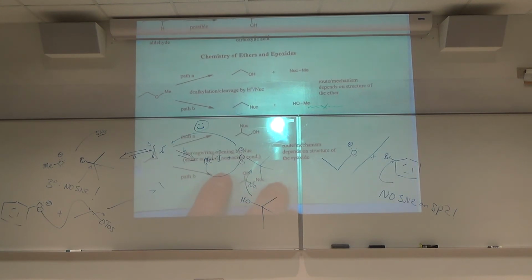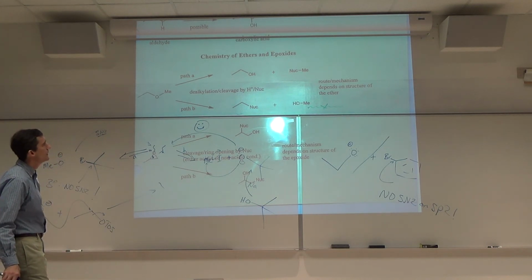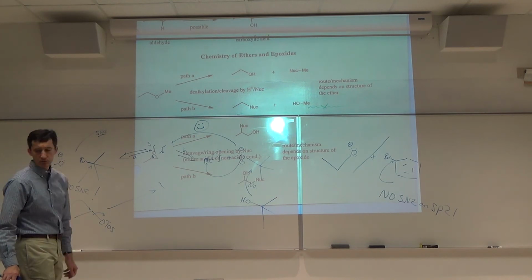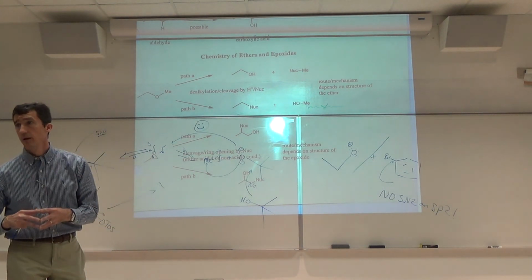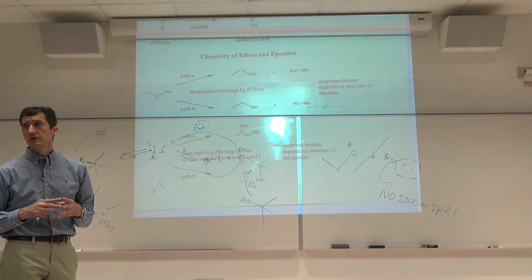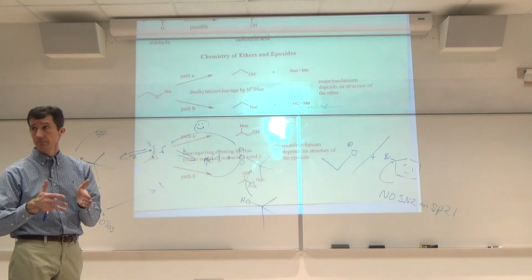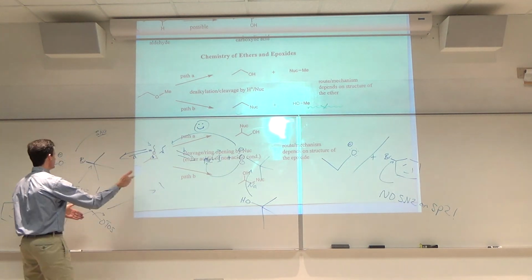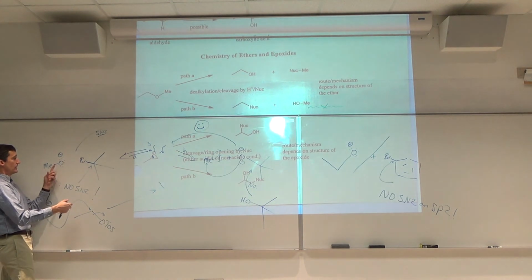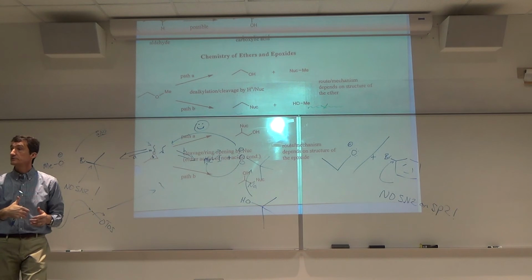And the top half is ethers. Let me go ahead and introduce that on this page. It's sort of written on the other handout as well. Ethers tend to be end products. They do not undergo a lot of different chemistry. The main reaction of ethers is cleaving them back to the alcohol and an alkyl halide. It's like the reverse of a Williamson ether synthesis.